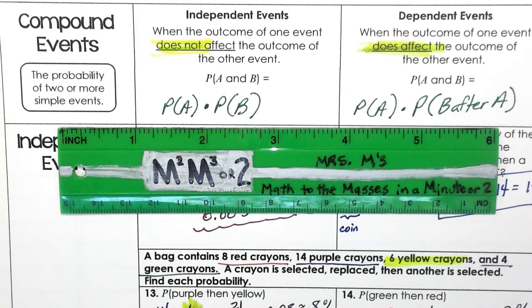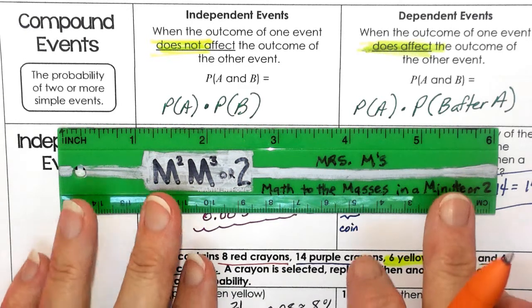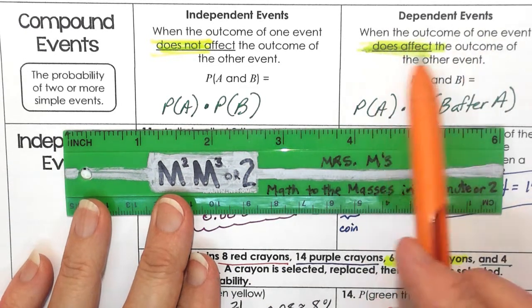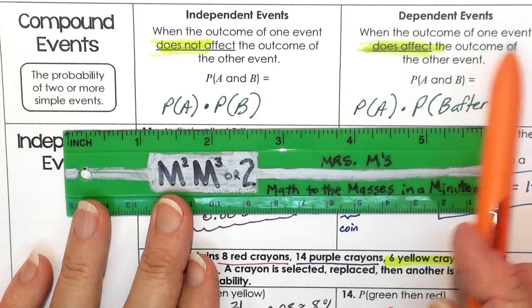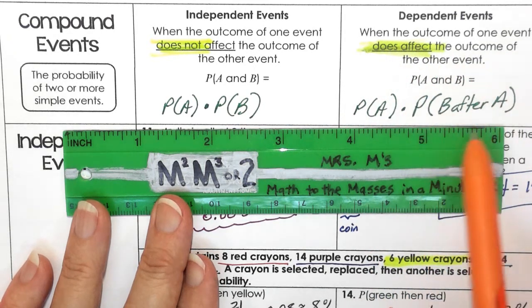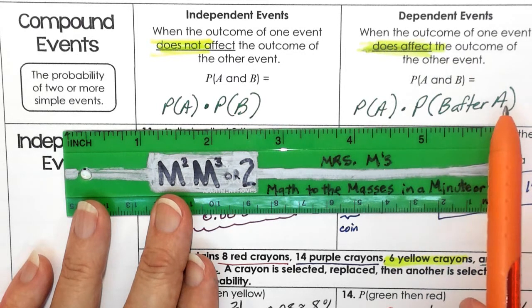Math to the Masses in a minute or two. We're still talking about compound events, but we're moving past the simplicity of multiplying two independent events together, and we're now going to be looking at the probability of dependent events, when the outcome of one event, the first one, does affect the outcome of the other event. What's going to change is our second ratio.